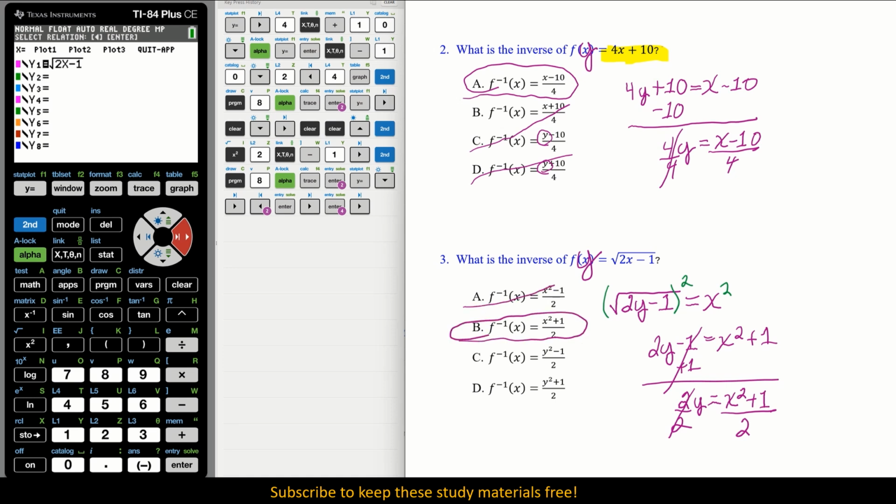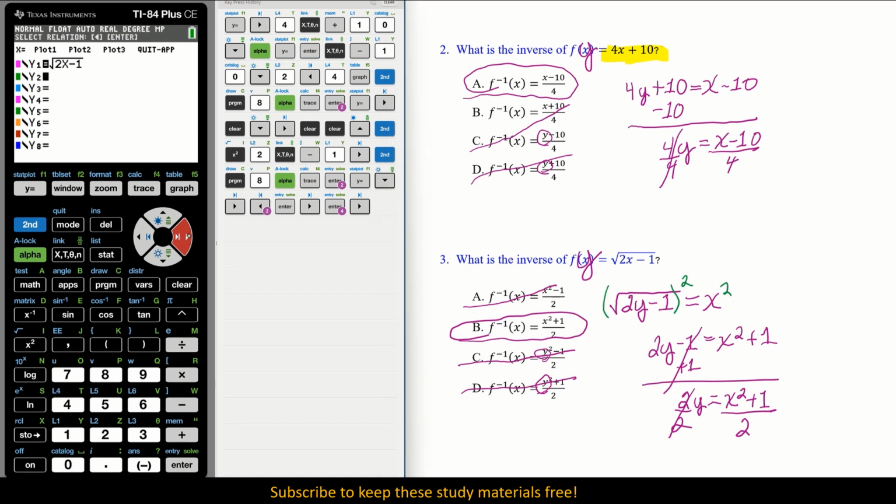Okay, A, very close, but their negatives and positives are off. And C and D, again, are trying to solve for x instead of inverting and solving for y. So those are incorrect.